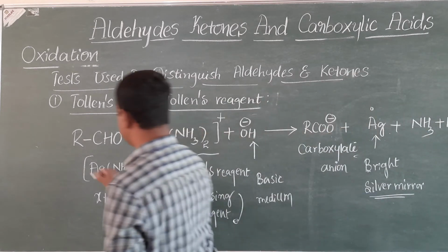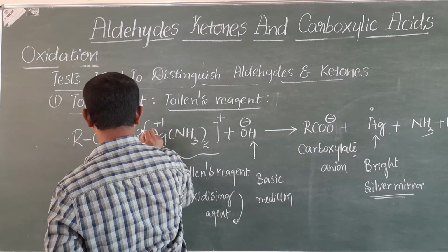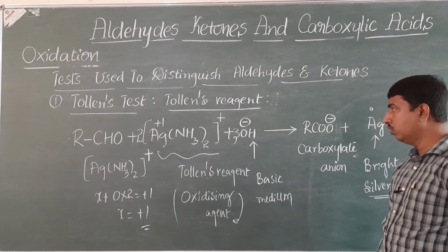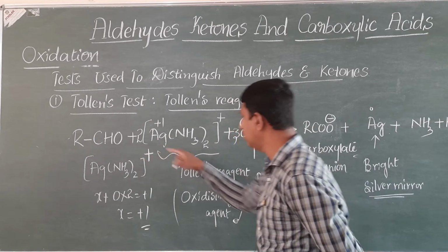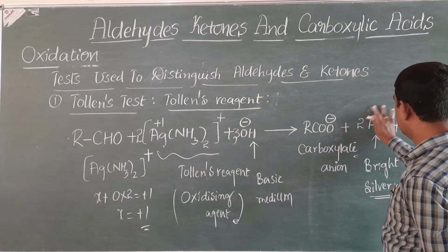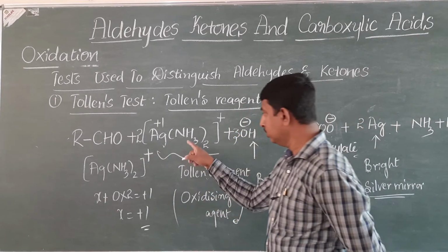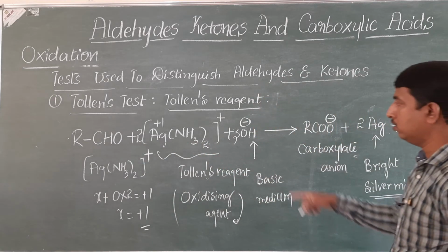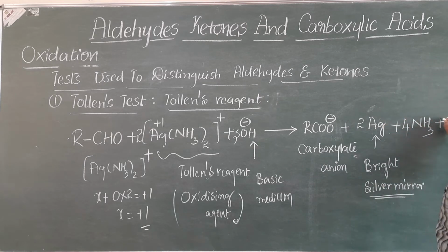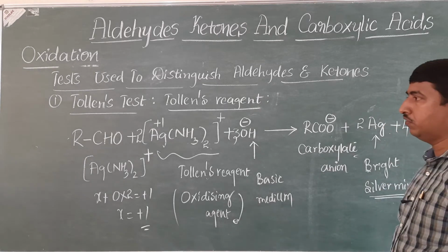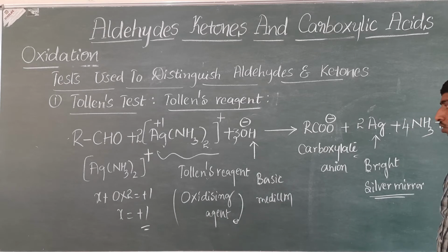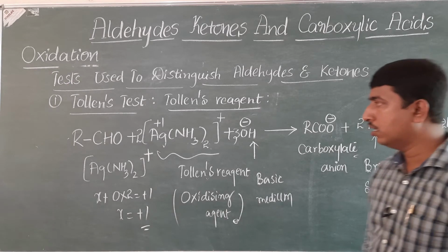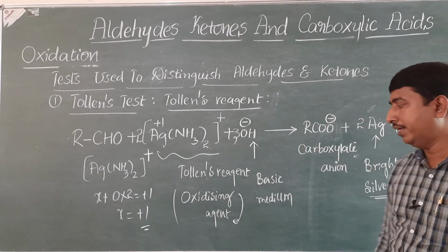We can balance this. Here there is one molecule, here there is 2, 3. We can see 2 Ag here, 2 Ag. NH3, 2 into 2, it is 4, so 4 NH3. Water molecules, totally 2 molecules of water. So this is about the Tollens test, and this test is answered only by aldehyde, it is not answered by ketones.